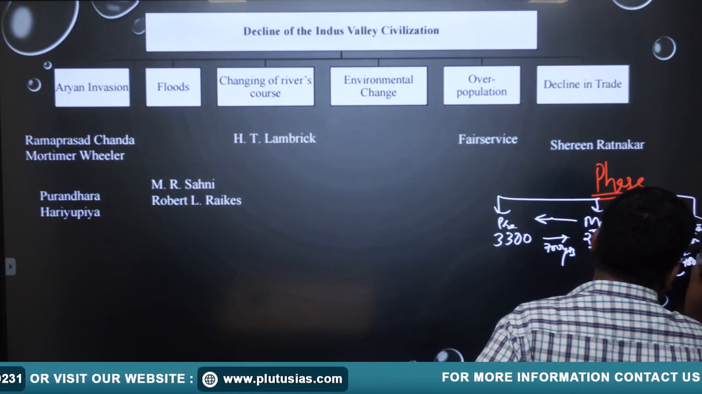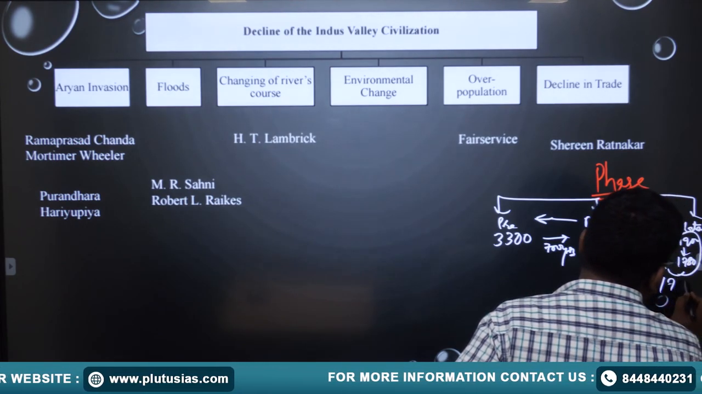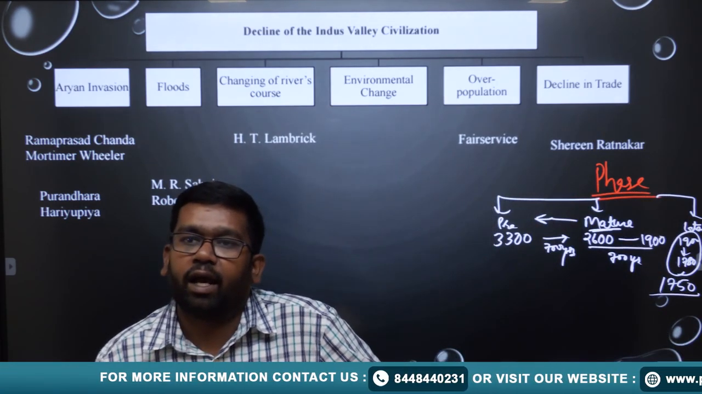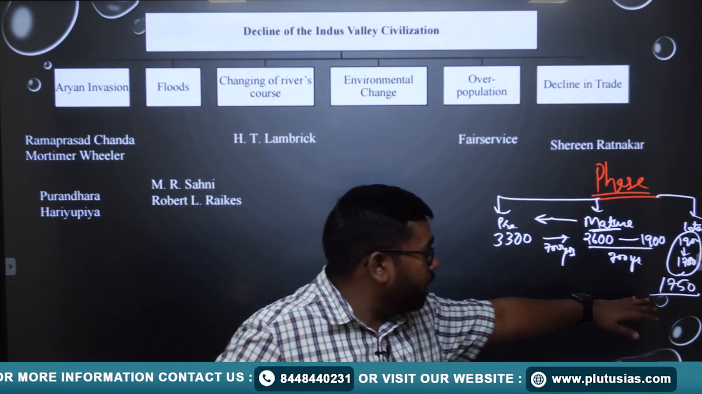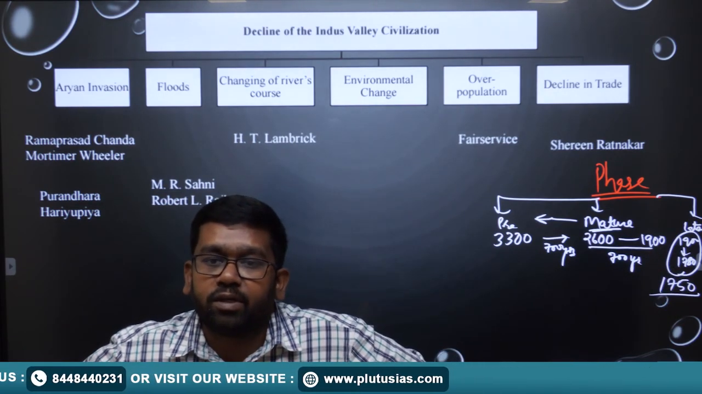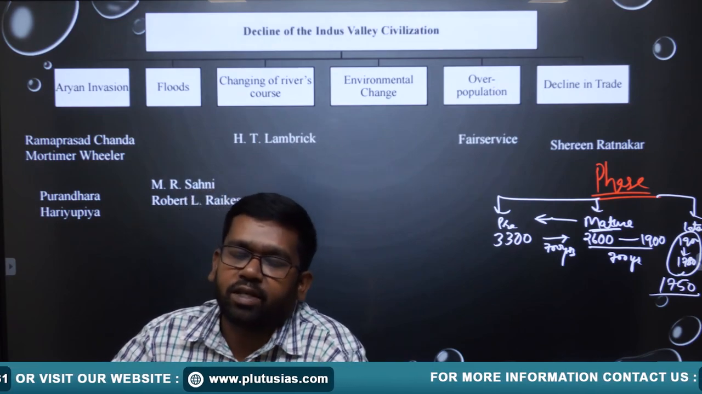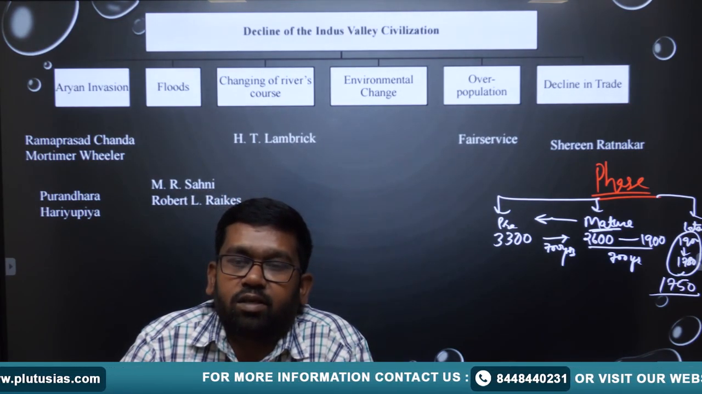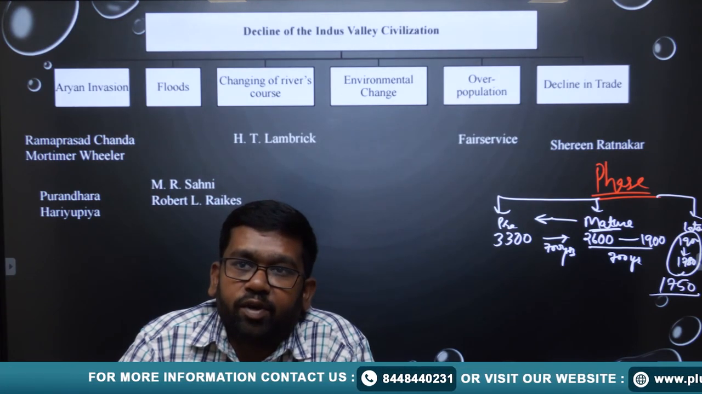So Indus Valley civilization declined in the year 1750. So how did it decline? It was a process of about 150 years, from 1900 to 1750. That is the main period discussed by historians as the declining phase of Indus Valley civilization. Let us discuss it briefly.